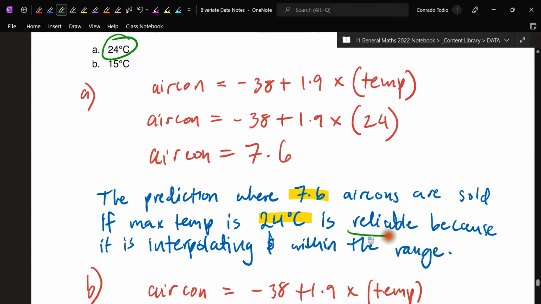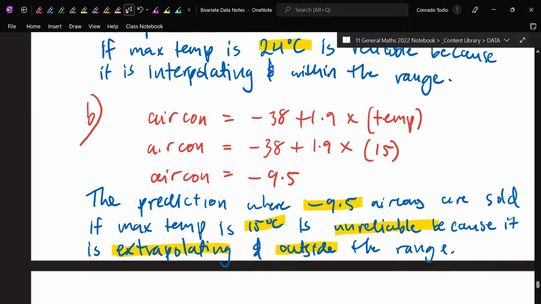So you have to mention that it's reliable and it's interpolating and it's within the range. So those are three things you've got to mention when you're interpreting. Similarly, even if it's also extrapolating.